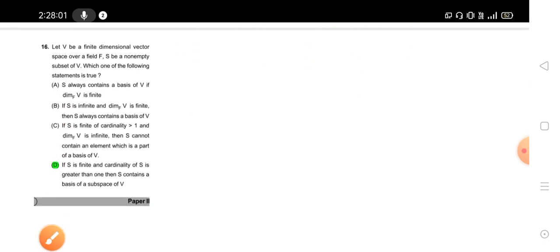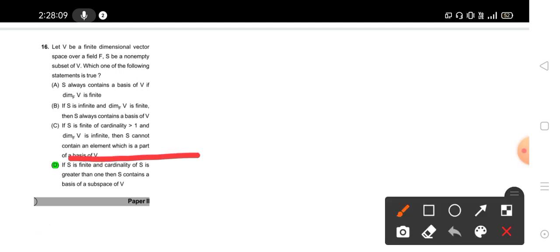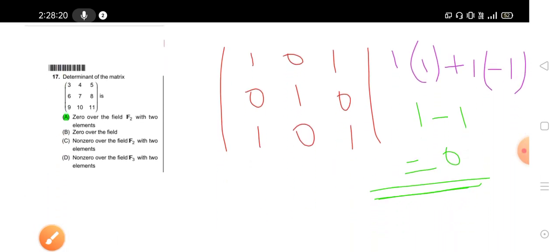Next question. Let V be a finite dimensional vector space over a field F. Let S be a non-empty subset of V. Which of the following statements is true? The answer is: if S is finite and the cardinality of S is greater than 1, then S contains a basis of a subspace of V. Answer D is correct. Next question.